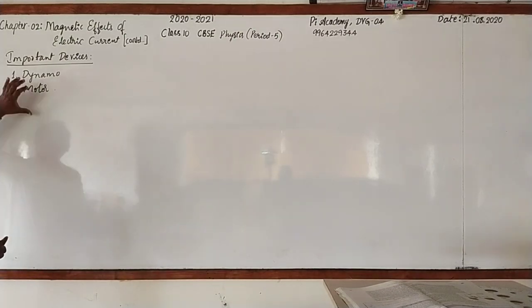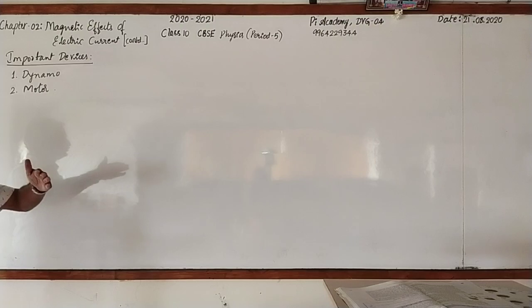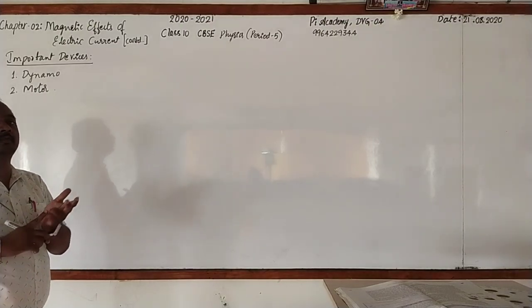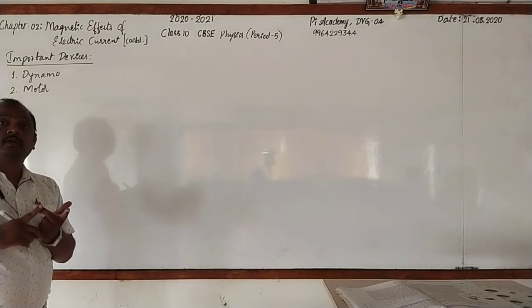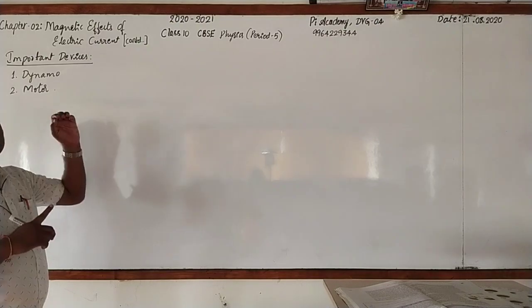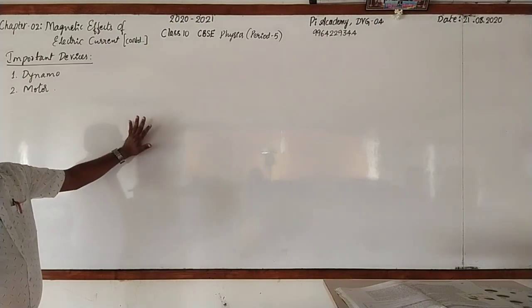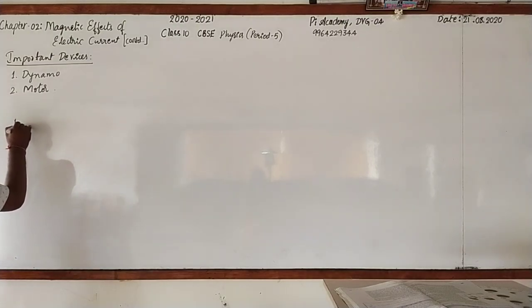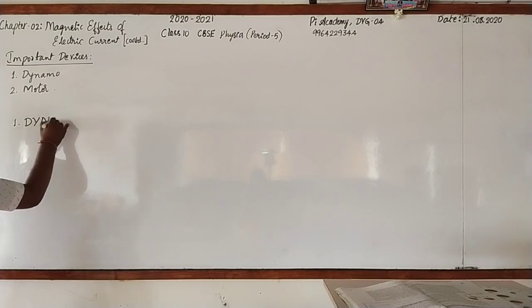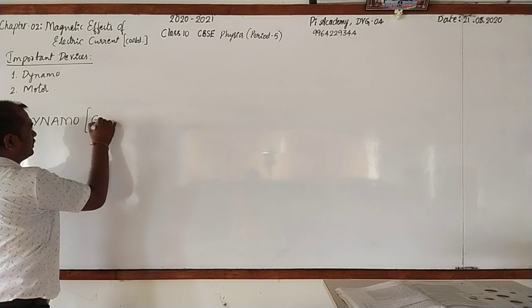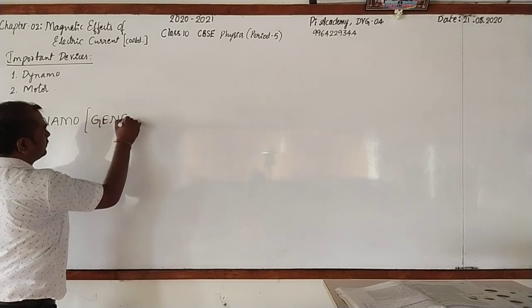Okay. With respect to these two, first we will define it, then we will write the principle on which it works, then the diagram, construction, working, and some terms related to that. Okay? Now, we will learn one by one. The very first one is the dynamo. Dynamo is also called an electric generator or simply a generator.